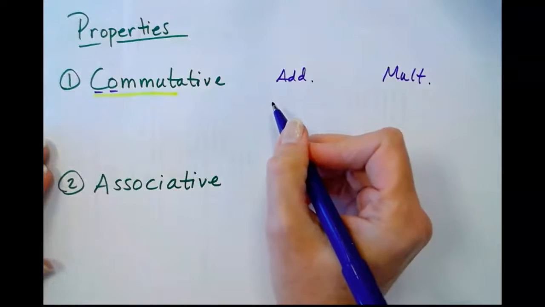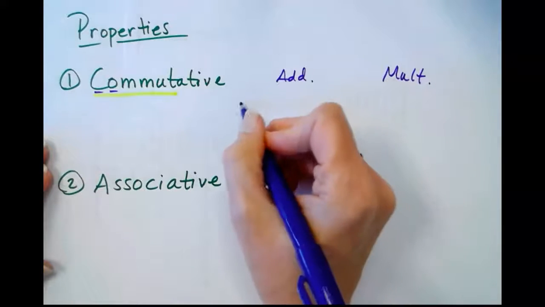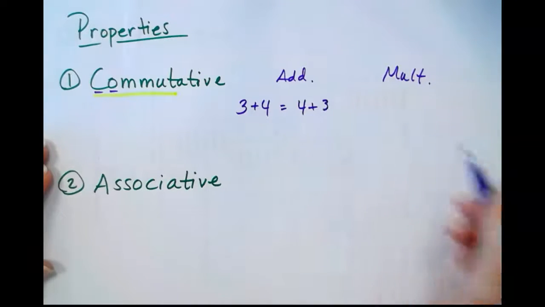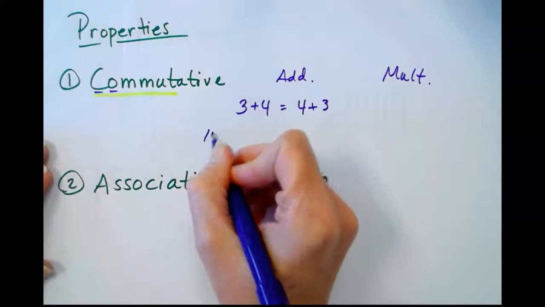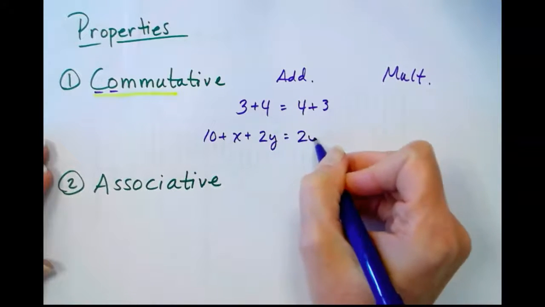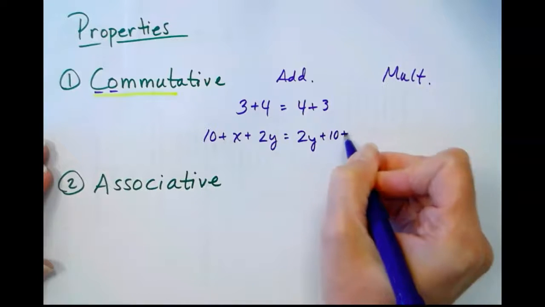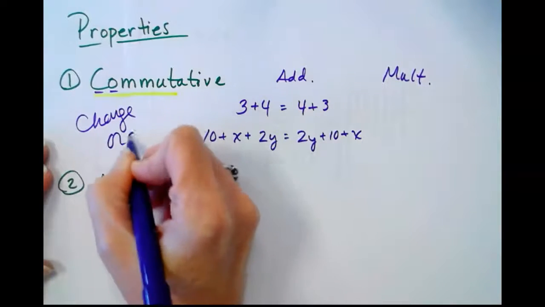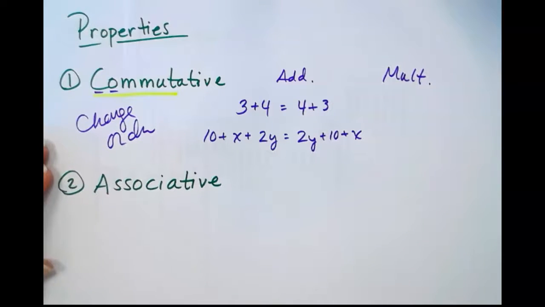So here's an example for addition. 3 plus 4 is obviously equal to 4 plus 3. We can change the order and it does not change the sum. We could say 10 plus x plus 2y is the same as 2y plus 10 plus x. CO, change order. We can change the order and it does not change the sum.